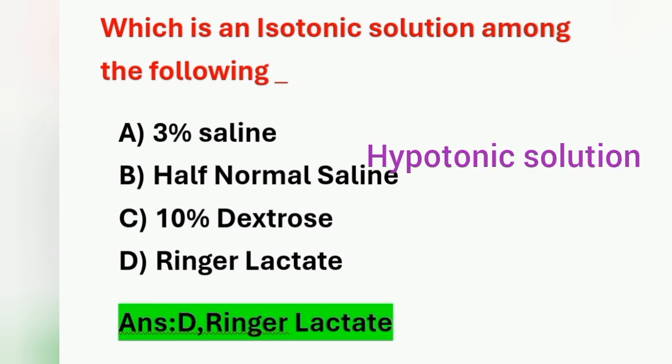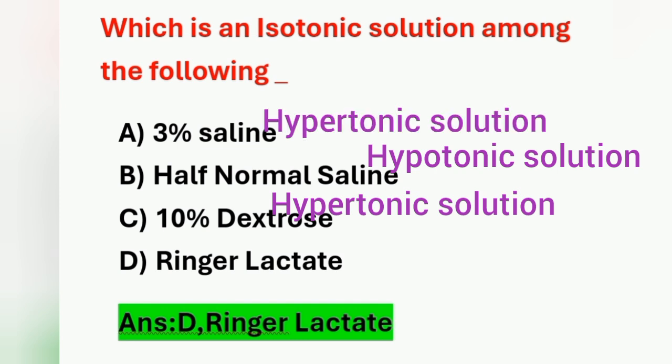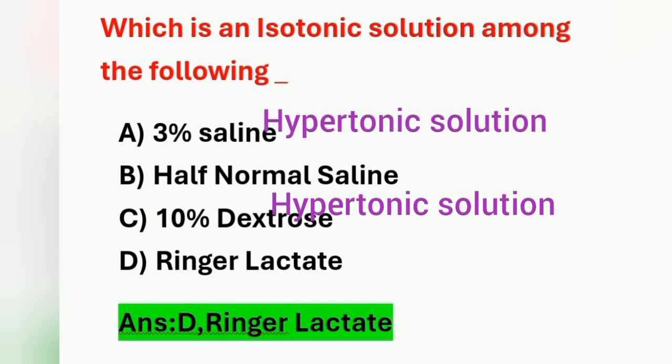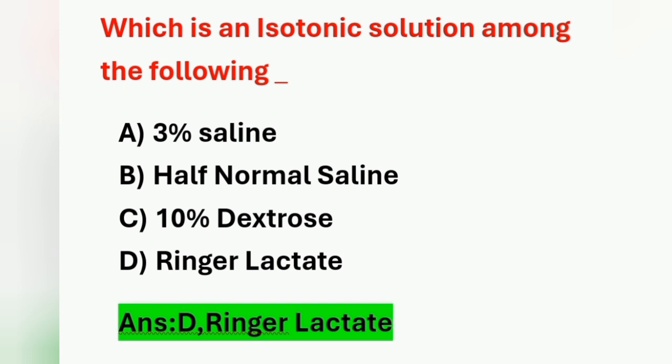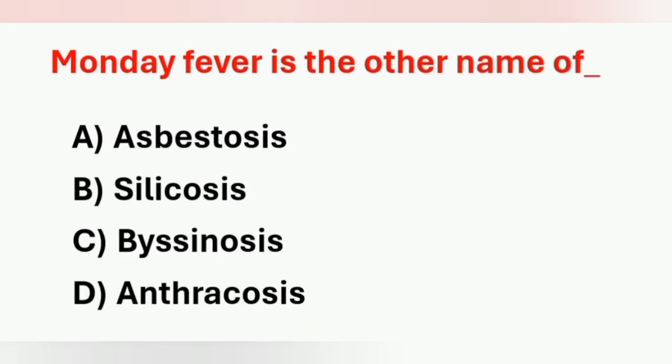And other option, half normal saline. Half normal saline means 0.45% NS. It is an example of hypotonic solution. And first option and option C, 3% saline and 10% dextrose are examples of hypertonic solution. Move on to the next question.